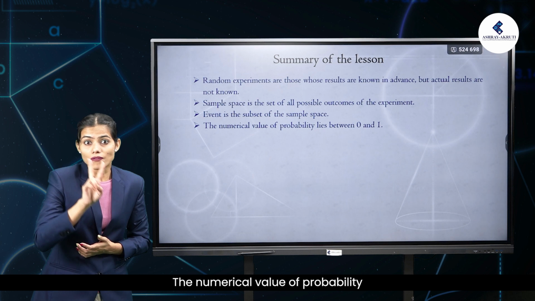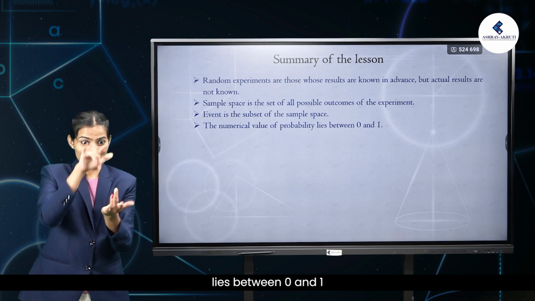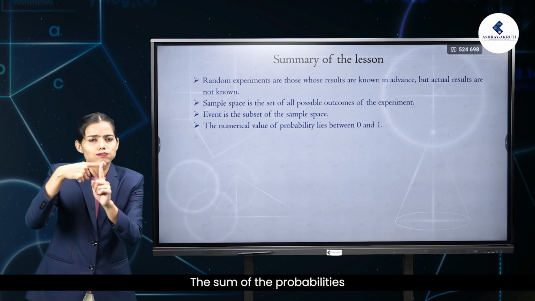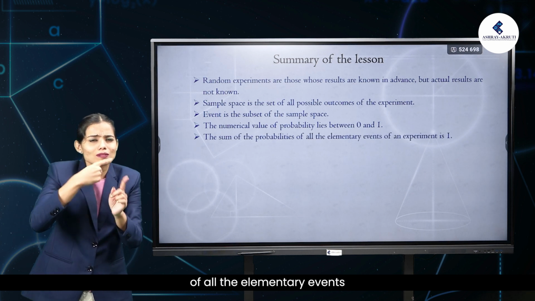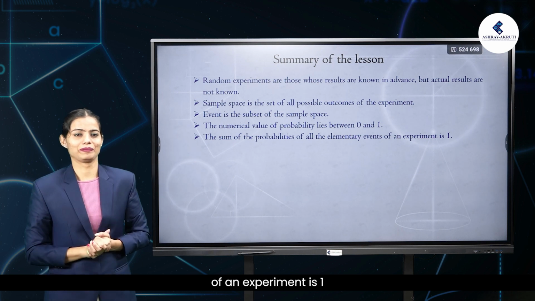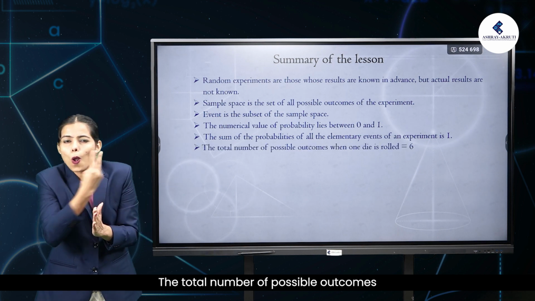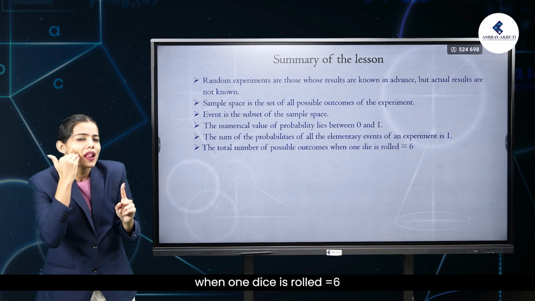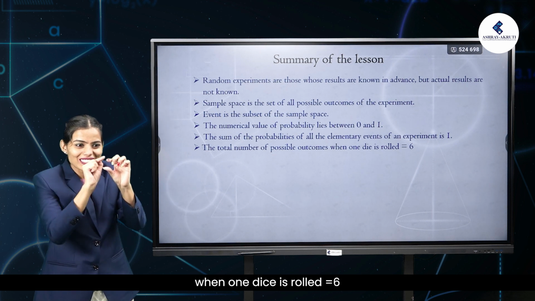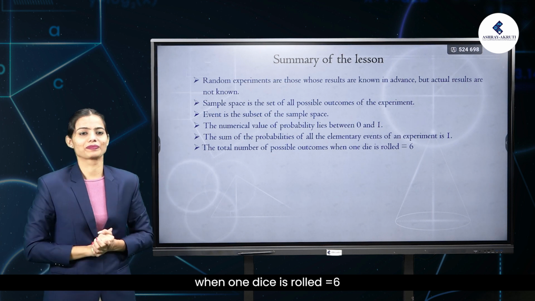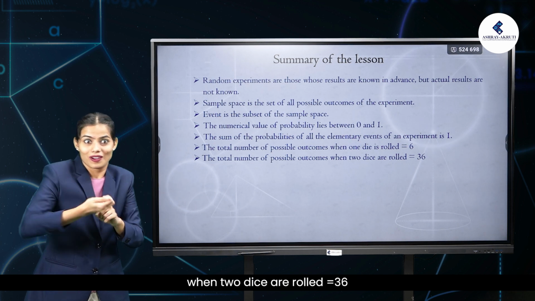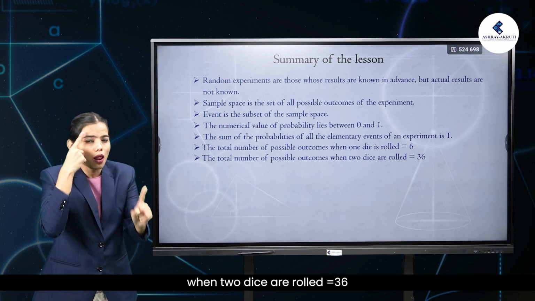The numerical value of probability lies between 0 and 1. The sum of the probabilities of all the elementary events of an experiment is 1. The total number of possible outcomes when one die is rolled is equal to 6. The total number of possible outcomes when 2 dice are rolled is equal to 36.